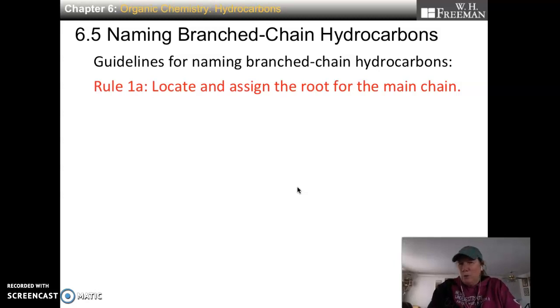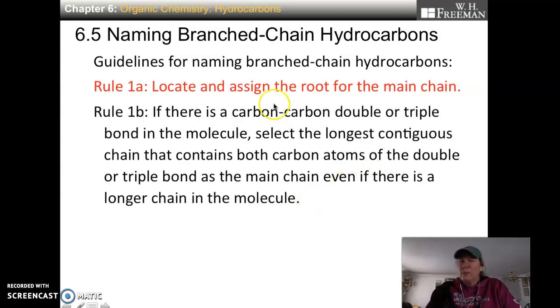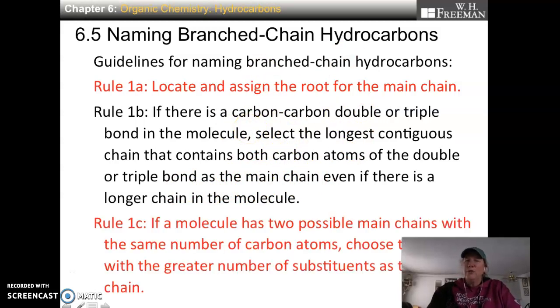So locate and assign the root of the main chain. If there's a carbon-carbon double or triple bond, you look for the longest continuous chain that includes both of the carbon atoms of the double or triple bond. That's your longest chain. Sometimes you might have a group on there, but if it doesn't include the double or triple bond, you have to name it as a substituent group. Then if there are 2 possible main chains with the same number of carbons, choose the chain with the greater number of substituents. Again, you will also see these rules, and I'm just reviewing what we already talked about. These are in your book.